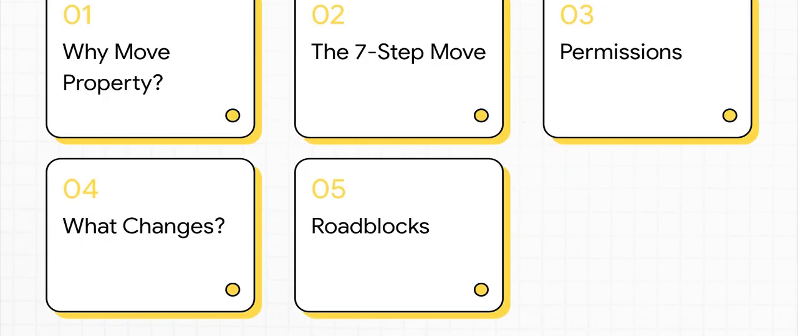So here's our game plan. First, we'll get into the why you'd even want to do this. Then I'll walk you through a super simple 7-step process. We'll hit on the really critical decision you have to make about user permissions, look at what actually changes after the move, and what doesn't. And finally, we'll cover how to sidestep a few common roadblocks.